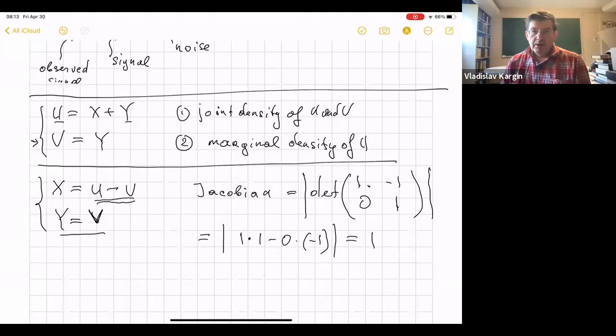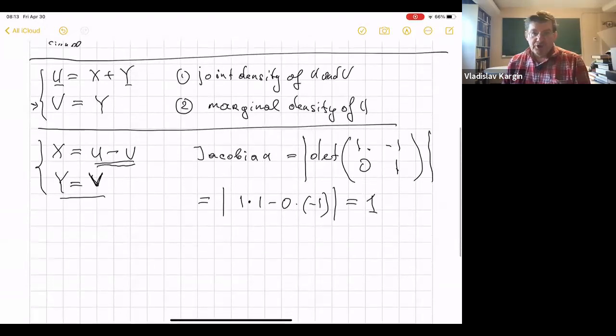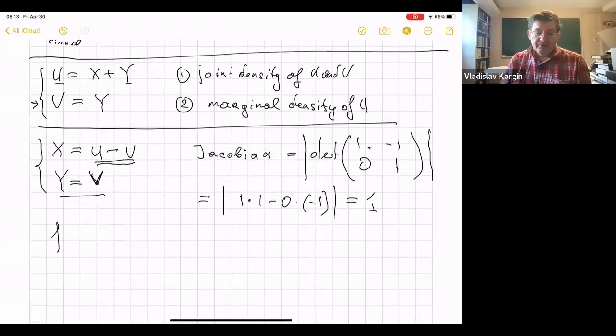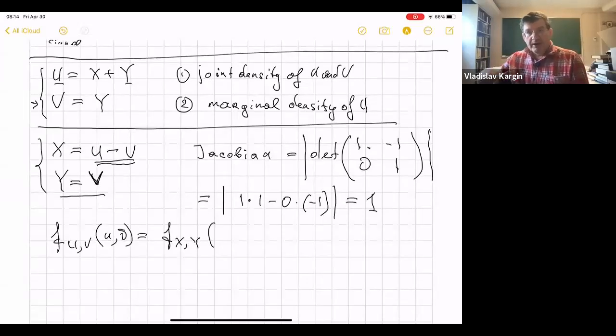Okay, so it's equal to 1. So the Jacobian is very easy here. It's equal to 1, so we can ignore the Jacobian. And then after that, we just write, okay, what's the joint density of u and v at points u and v? It's just equal to the joint density of x and y evaluated at the x and y which correspond to this u and v.